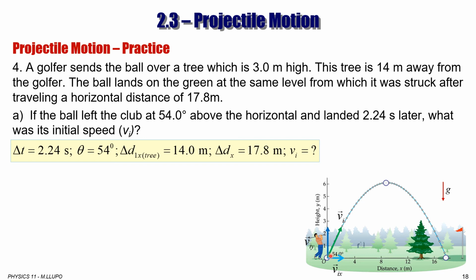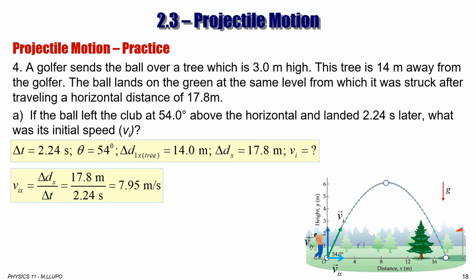V initial x is responsible for horizontal displacement. We do have the horizontal displacement, the range, and we have the time. Since that is a constant velocity, it is easy to calculate. So V initial x is delta d x over delta t. It's 17.8 meters divided by 2.24. That makes the x component of initial velocity 7.95 meters per second.